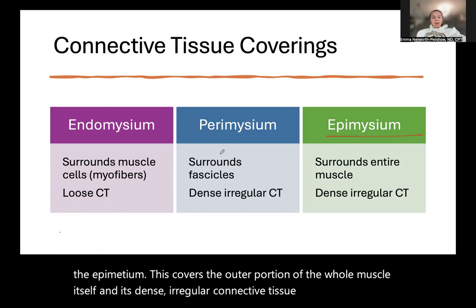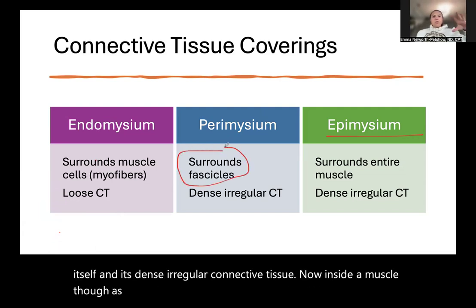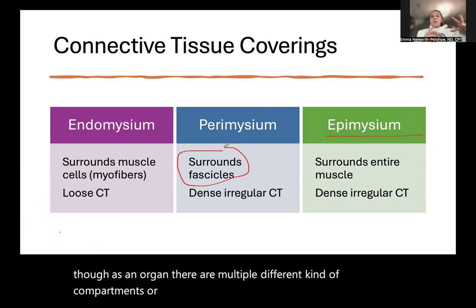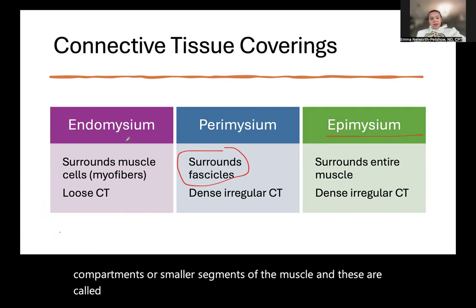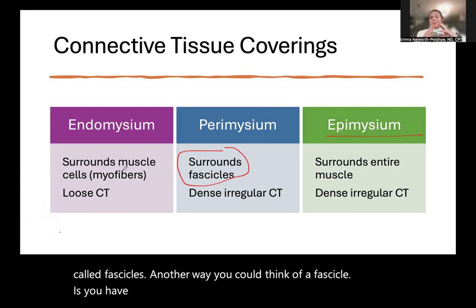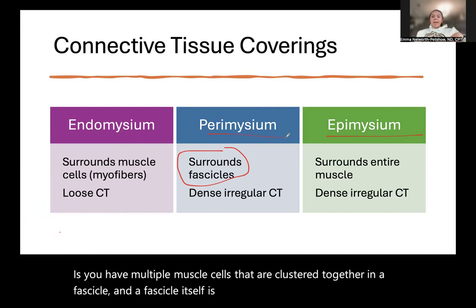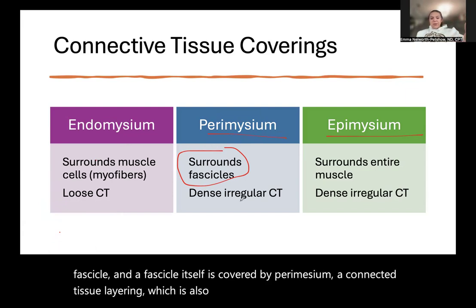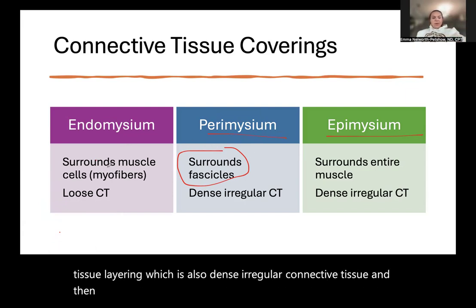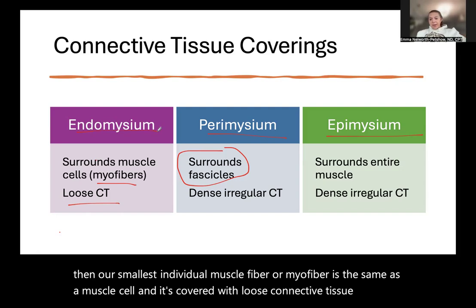Now, inside a muscle, though, as an organ, there are multiple different compartments or smaller segments of the muscle, and these are called fascicles. Another way you could think of a fascicle is you have multiple muscle cells that are clustered together in a fascicle. And a fascicle itself is covered by perimysium, a connective tissue layering, which is also dense, irregular connective tissue. And then our smallest individual muscle fiber, or myofiber, is the same as a muscle cell, and it's covered with loose connective tissue that is endomysium.